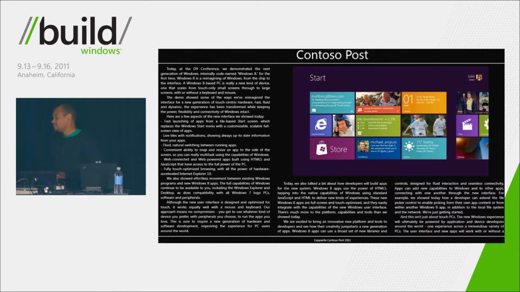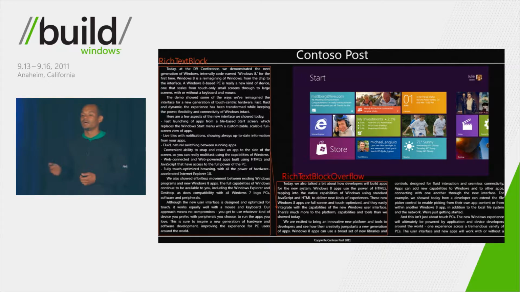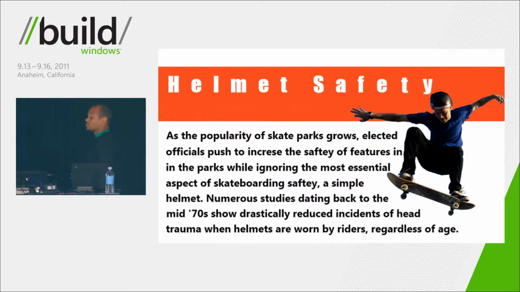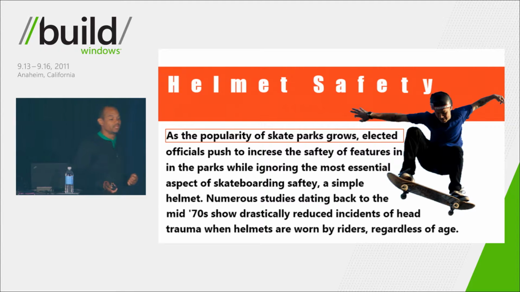For example, you could create a column layout with this. In this example, the first column is a rich text block, and each subsequent column is a rich text block overflow element, which is linked to the previous column. You could also wrap text around an image and create tight wrap. In this example, the first line is a rich text block, and each subsequent line is a rich text block overflow that's linked to the previous line.